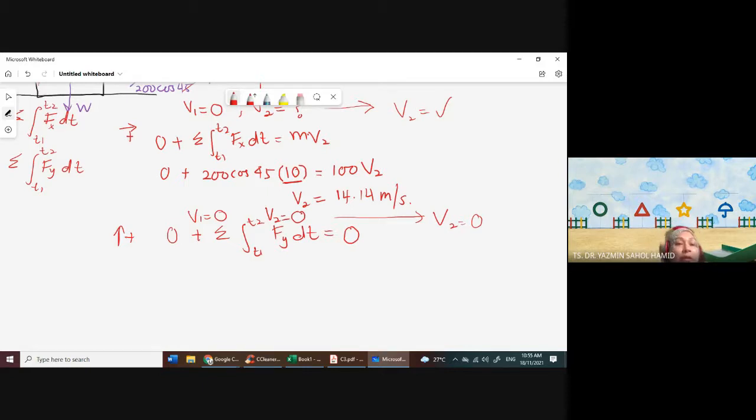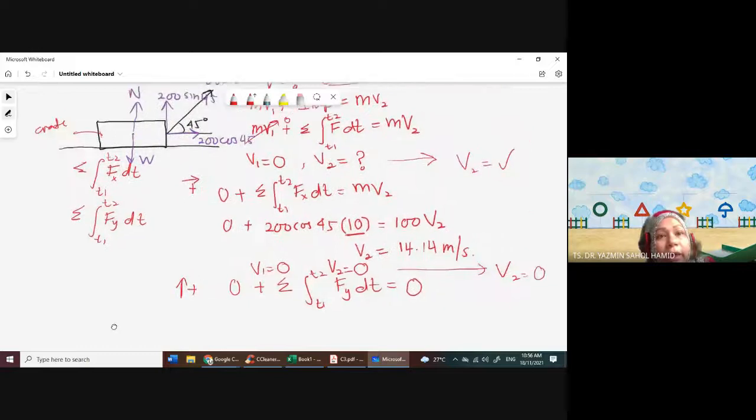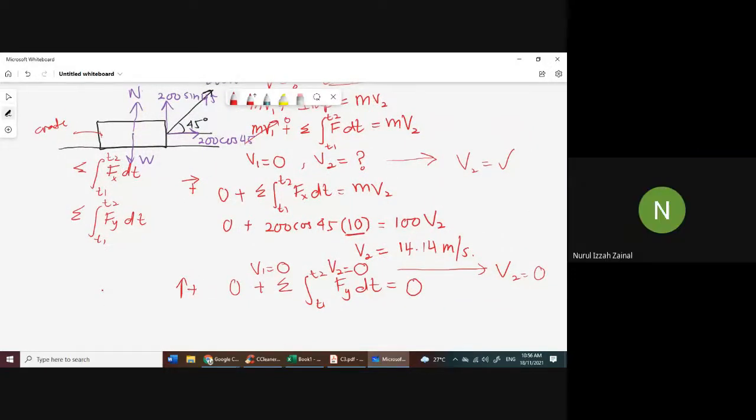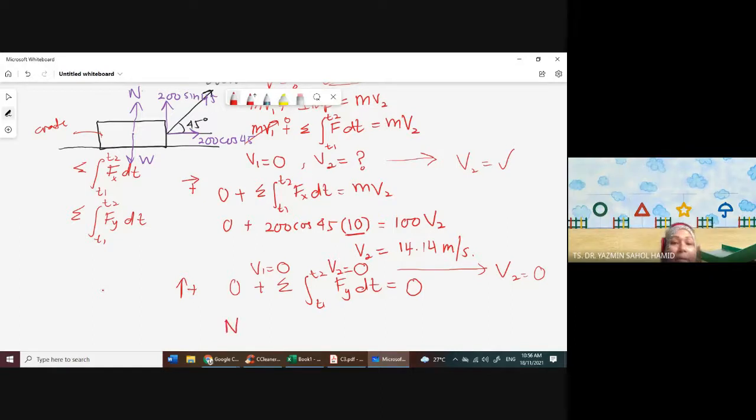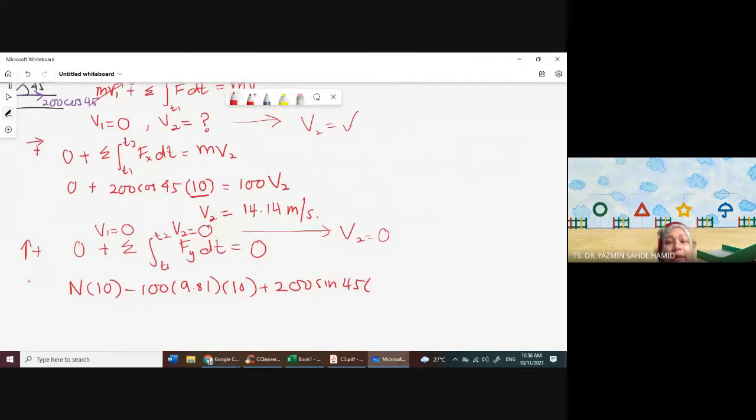Now let's write down the equation in the y direction. So you must have a normal force. Look at the free body diagram again. What do you have? Normal. Normal multiplied by what? Don't forget to multiply by 10. What else do we have? Weight, right? Minus m, our mass is 100, times 9.81, times 10 again. Do you have anything else? There is. 200 sine 45. Don't forget to multiply by 10. What is this 10? Seconds. And then equals to 0. So from here you can find N. Can you find me N?